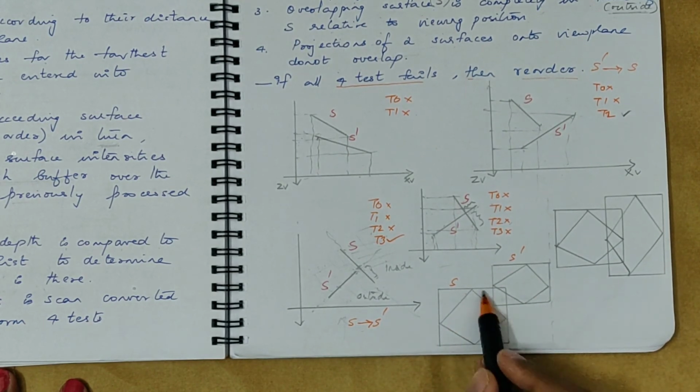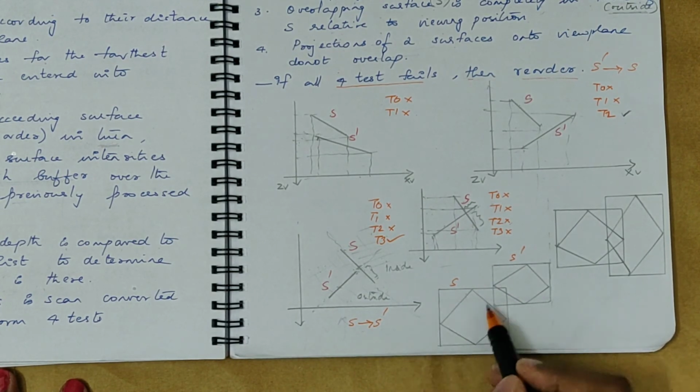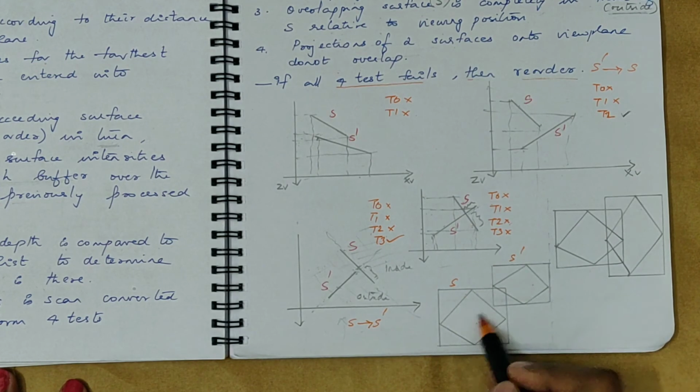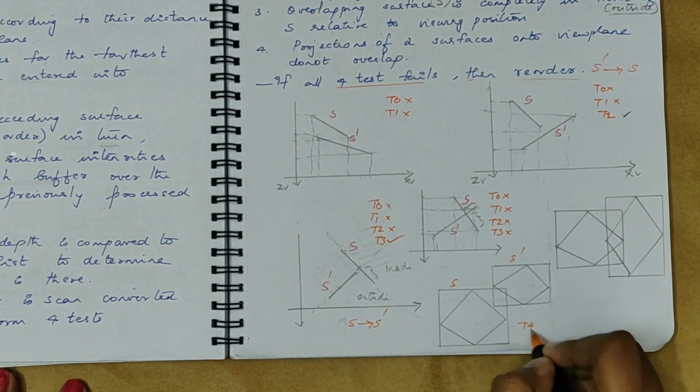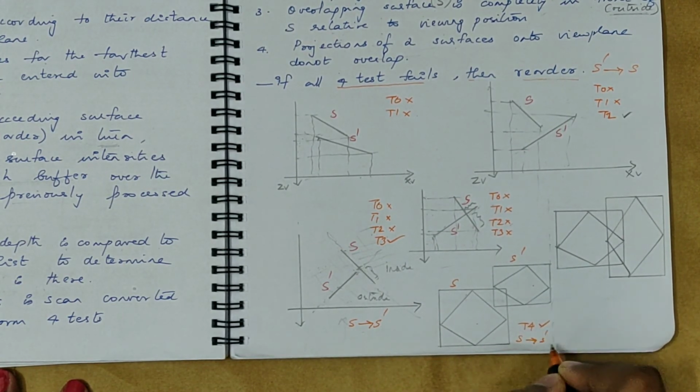The diamond that is shown here is a surface and this is a view plane. So there is no overlap between the surfaces. So this case has passed test 4. So there is no need to reorder. You can again scan convert S followed by S dash.